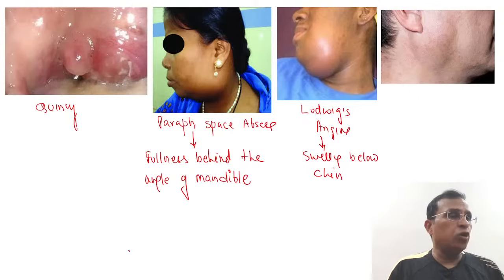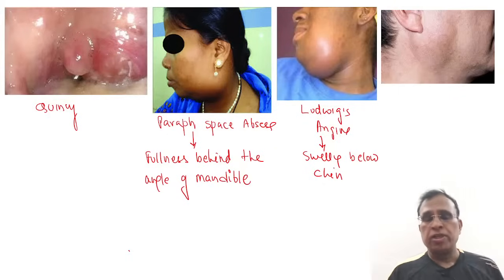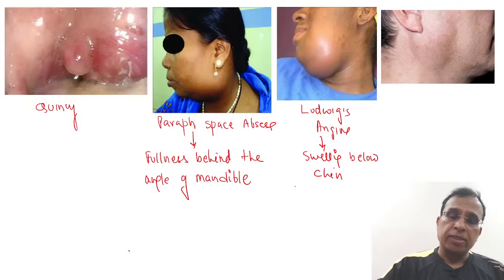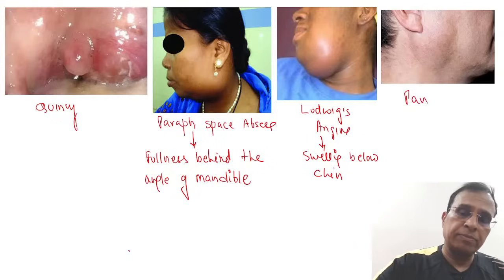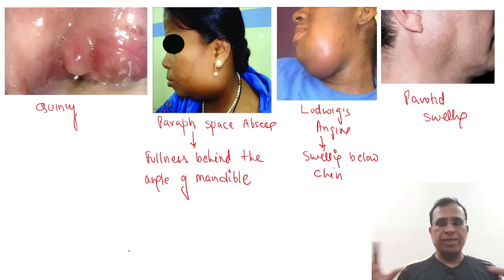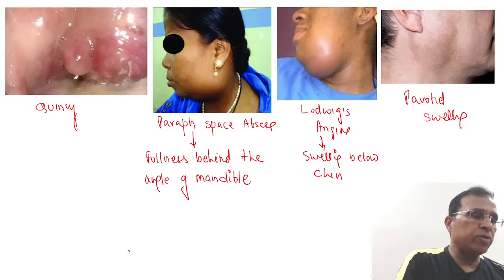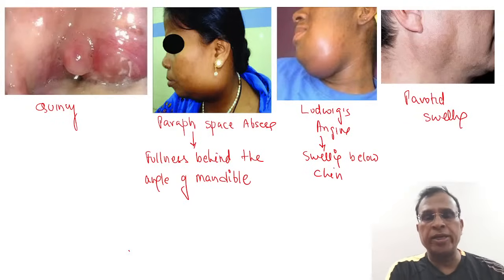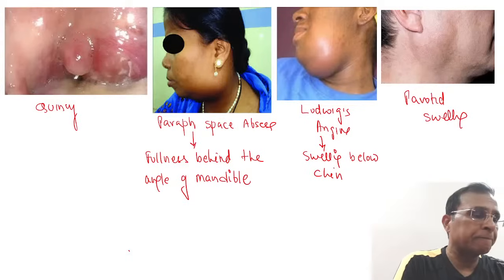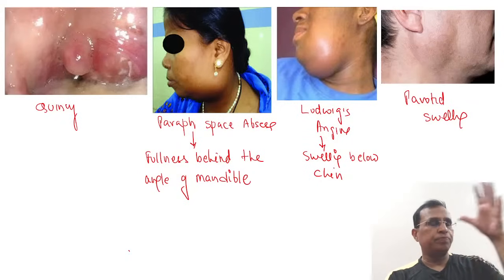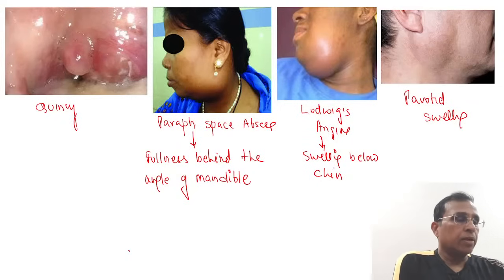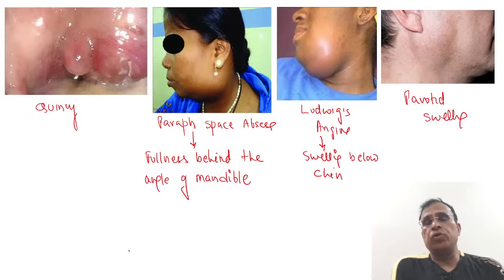Somebody had said Ludwig's angina. So please note, Dr. Khan, I forget your name. This is the image of Ludwig's angina. Okay. And this is parotid swelling. So now you can see all the four images. Suhana Purohit, can you see the swelling in the parotid? If you look at the images now, you can easily make out the swellings of these four conditions.